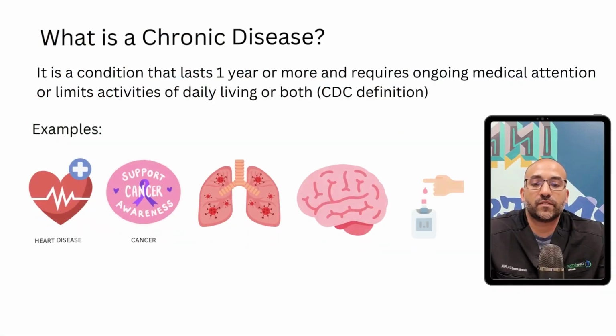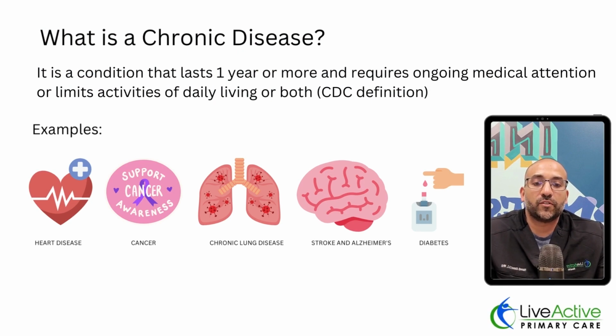So let's get started. Chronic disease is defined as a condition that lasts 1 year or more and requires ongoing medical attention or limits our activities of daily living, or it does both. This is the CDC definition. Some examples of chronic disease include heart disease, diabetes, strokes, any type of cancer, any type of chronic lung disease like asthma or COPD, chronic kidney disease, generalized anxiety disorder, obesity. There's so many chronic diseases out there, but it entails having a conversation with your primary care physician, identifying the risk factors of even developing one if you don't have one at this time.